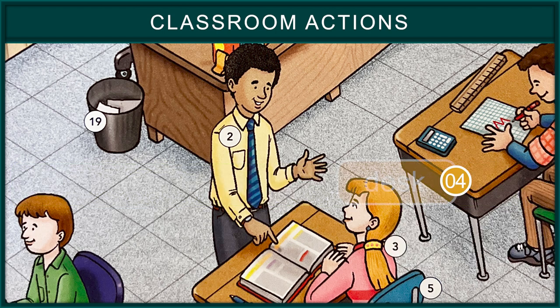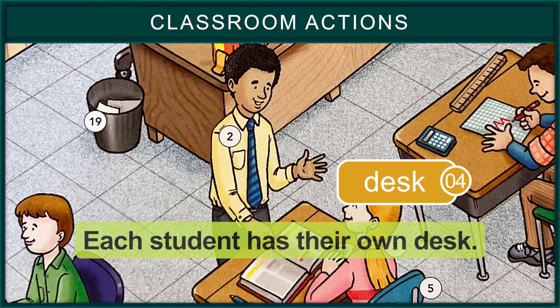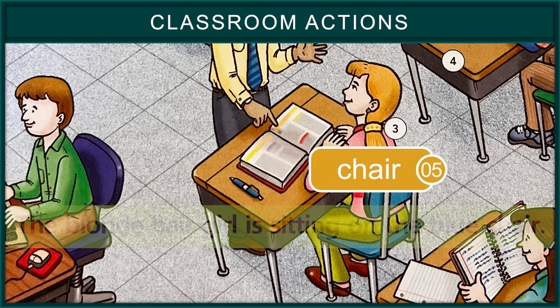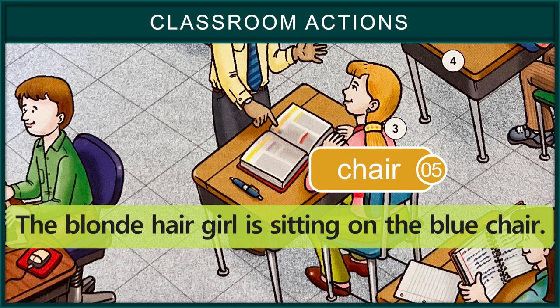Four. Desk. Each student has their own desk. Five. Chair. The blonde-haired girl is sitting on the blue chair.